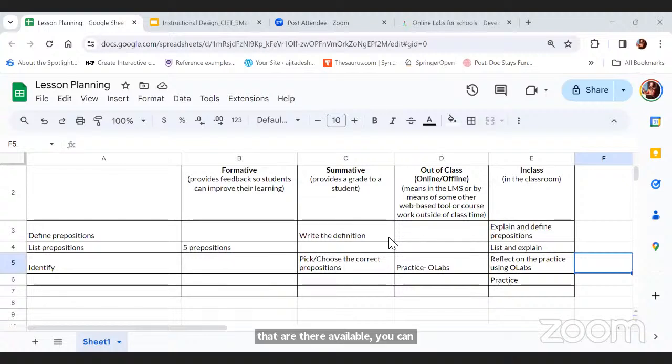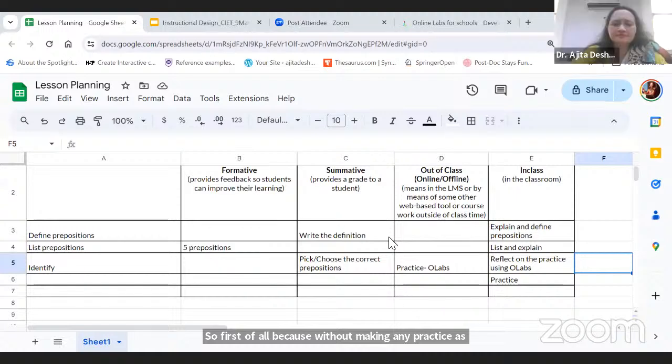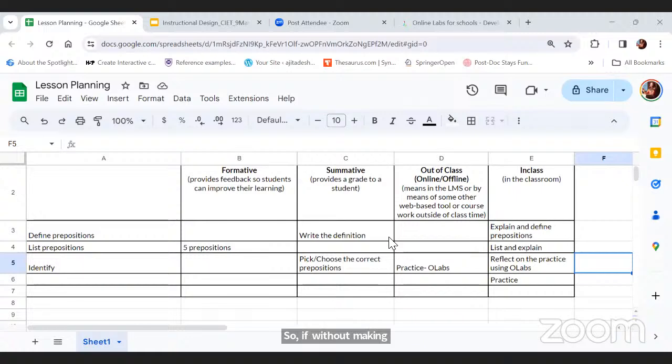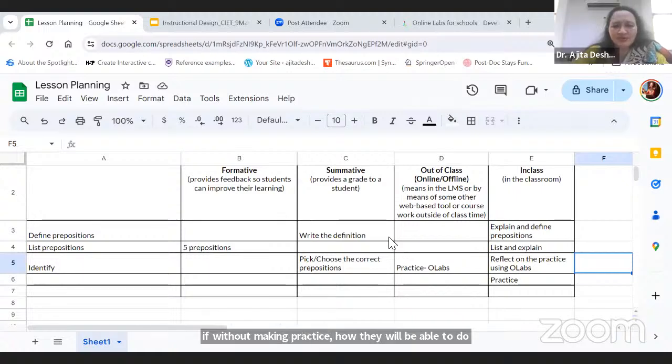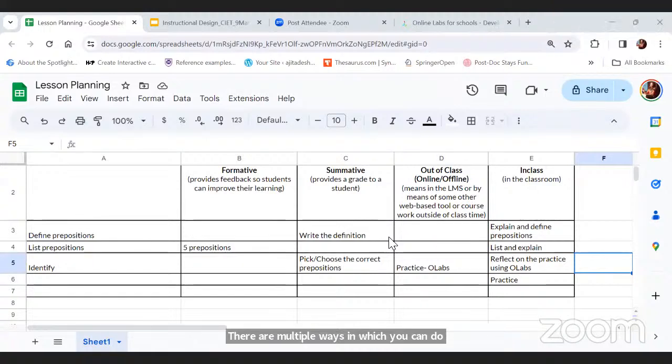So actually my concern is that how the children will be doing these things if we assign them such work, because the most important thing is when suppose we are conducting these things in the classroom. So first of all, without making any practice, as the children are not having any gadgets in the classroom, how will they be able to do these things? Suppose we give them multiple ways, please share some of the things.